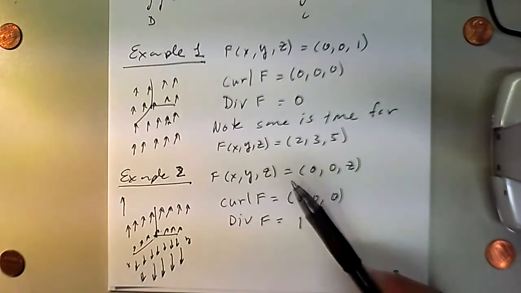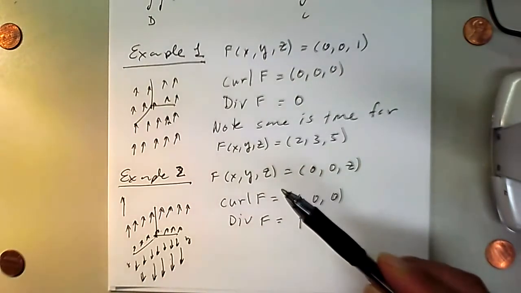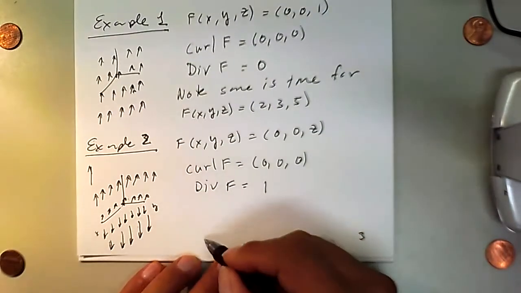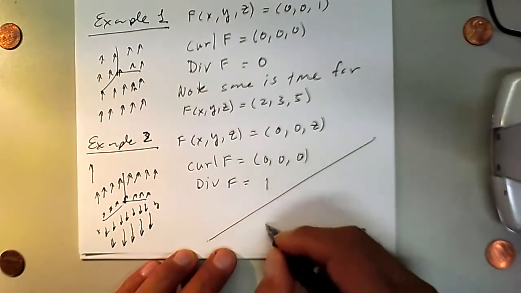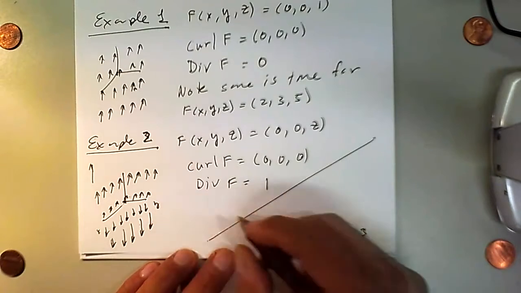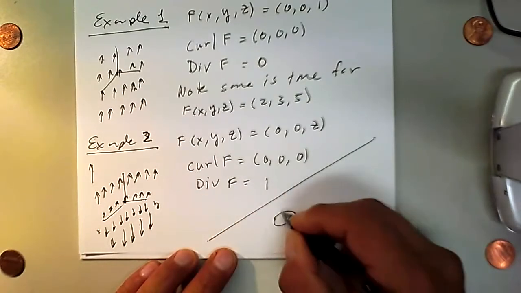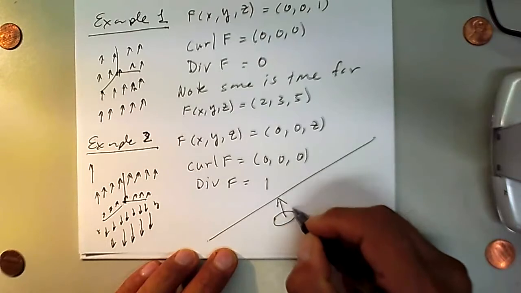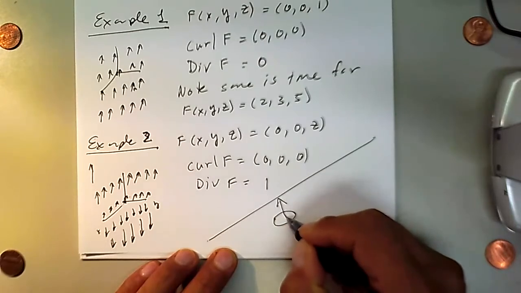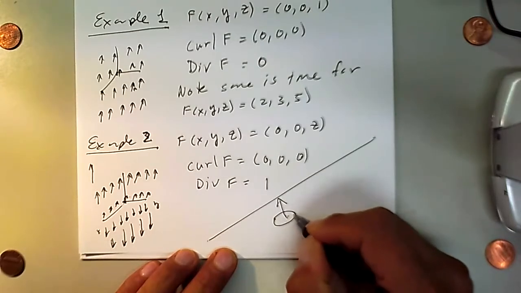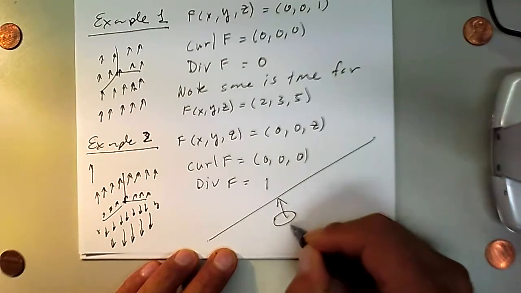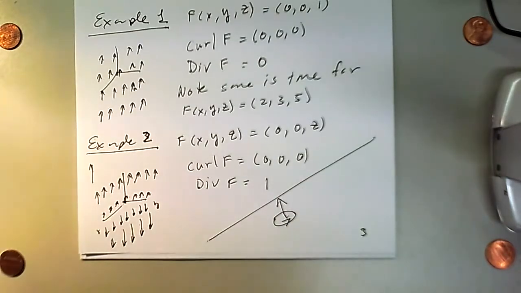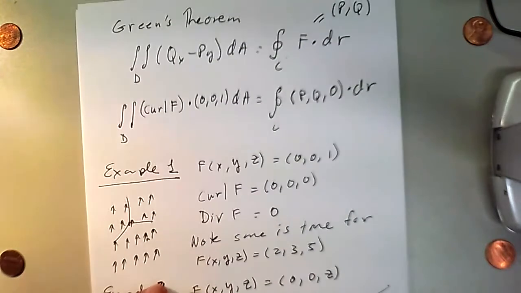The curl gives us the direction of the axis of rotation. By the way, I'm going to squeeze a quick picture here. If there is some kind of rotation in the flow, the curl gives us the vector, the direction, perpendicular to the center of the rotation. So if we have some kind of rotation this way, that's what the curl gives us. All right.